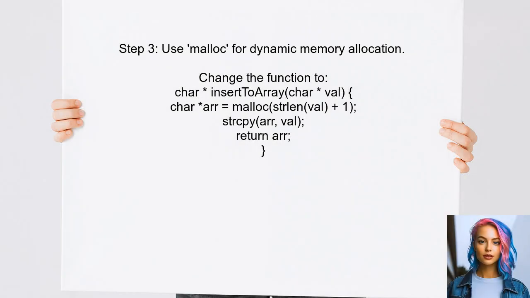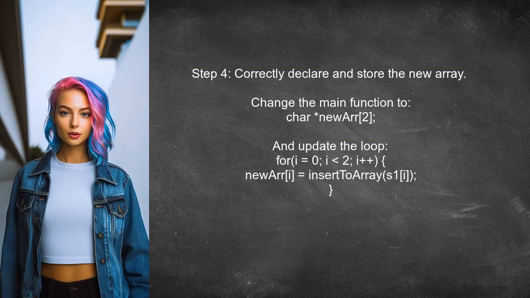Now let's address the return type of the function. The user is returning a local array, which will go out of scope once the function exits. Instead, we should dynamically allocate memory for the array using malloc. Finally, in the main function, the user needs to declare the new array properly and ensure that each element returned from insert to array is stored correctly. This requires dynamic memory management.